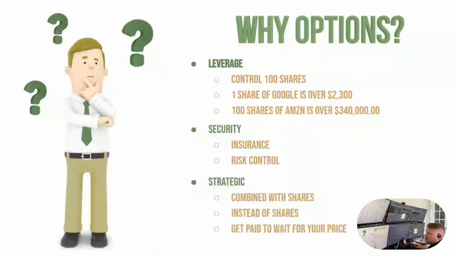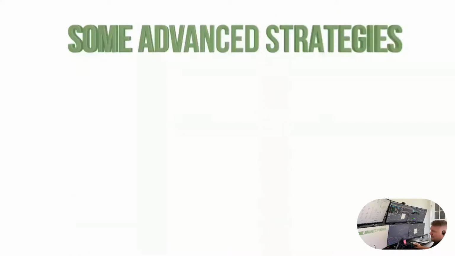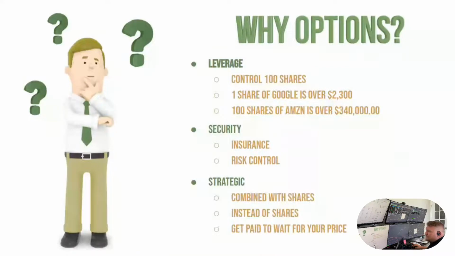Now, combined with shares, you have a lot of strategic opportunities here. You could sell some covered calls and get paid to wait for your price, and that's going into advanced strategies. But I'm going to save the advanced strategies for another class. I made another presentation for vertical spreads, butterflies, condors, straddles, and strangles, but we're already an hour and a half in here.